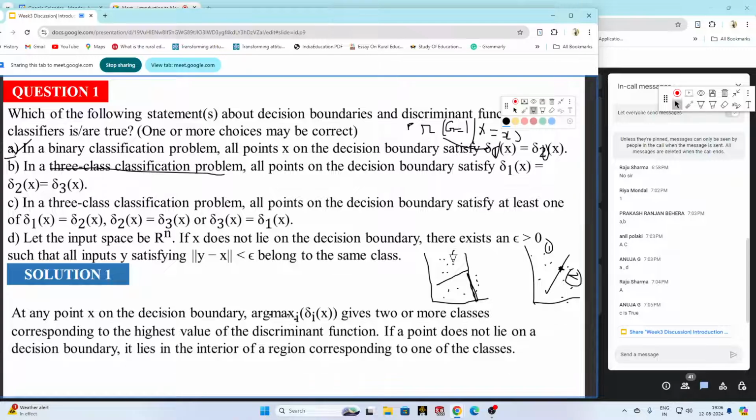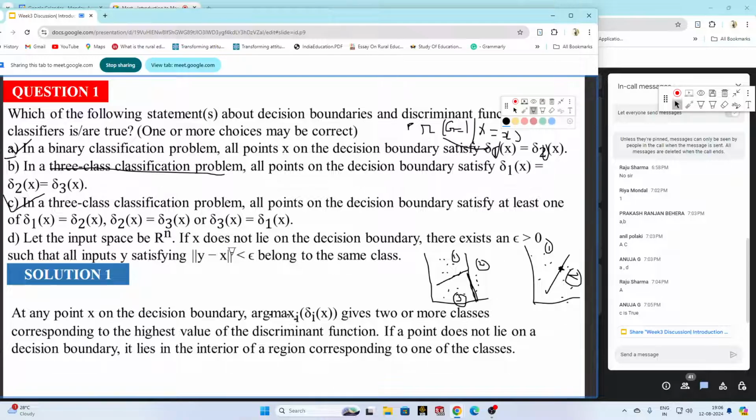So let's say this is our group 1, this is our group 2, and this is our group 3. For group 1, if we take a point on this boundary, then del 1x will be equal to del 3x. For this boundary, del 1x will be equal to del 2x, and for this boundary, del 2x will be equal to del 3x. That means this is also correct. So A is correct and C is correct.